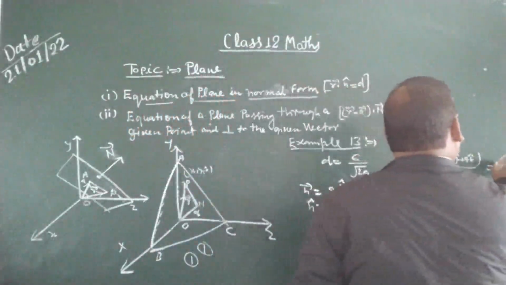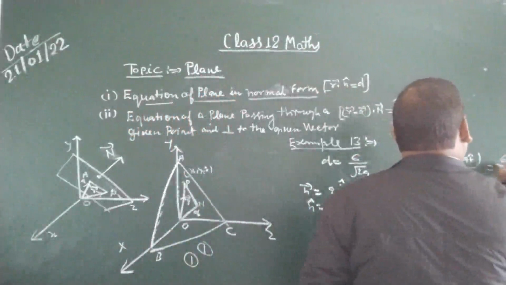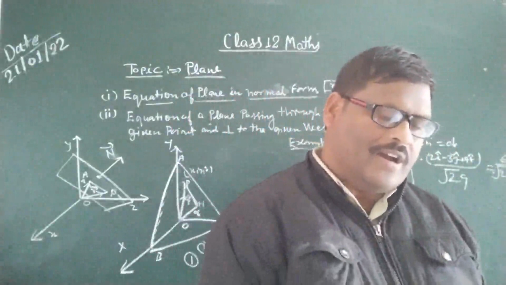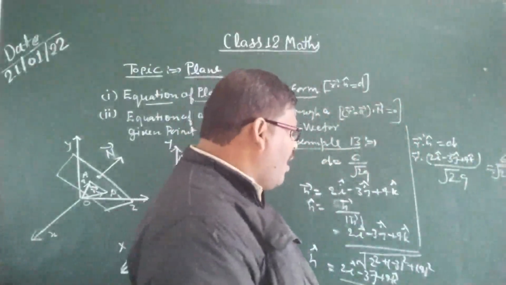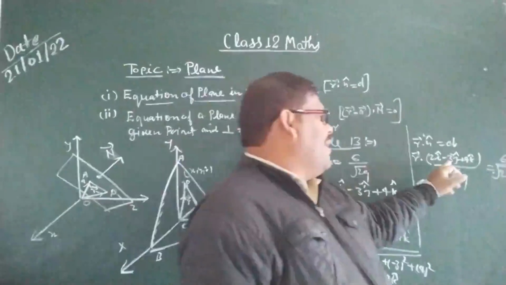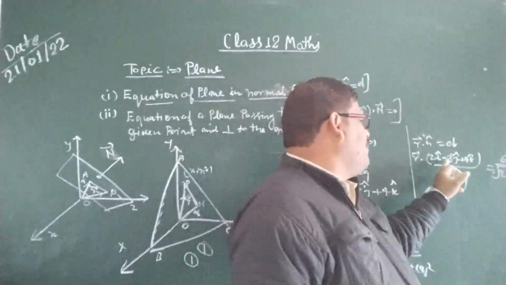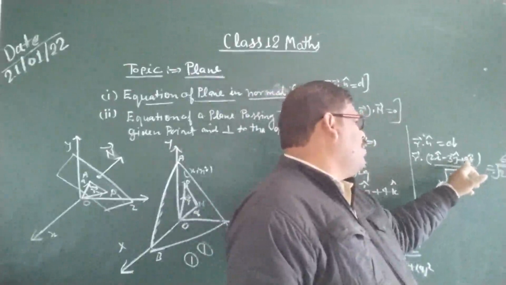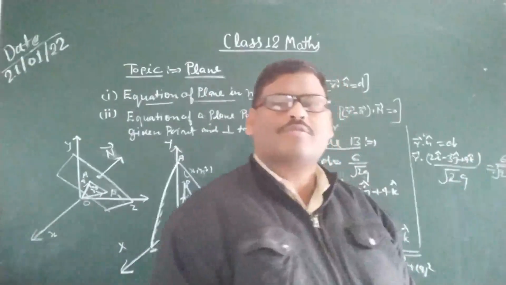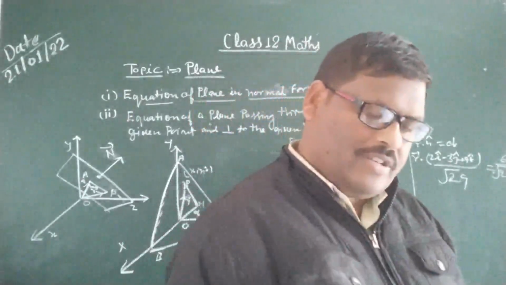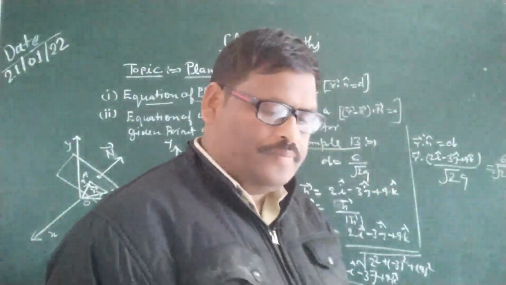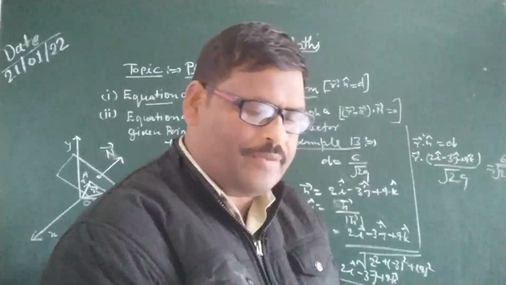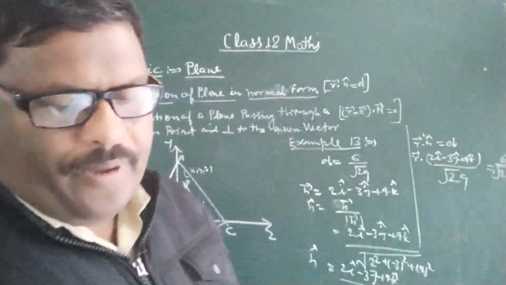So that is 6 by under root 29. That is the required equation of the plane: r dot (2 by under root 29 i minus 3 by under root 29 j plus 4 by under root 29 k) is equal to 6 by under root 29. That is the required solution. Now, next question: given that, find the direction cosine of the unit vector perpendicular to the plane passing through the origin.